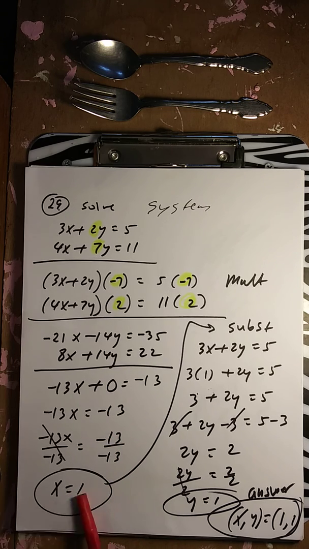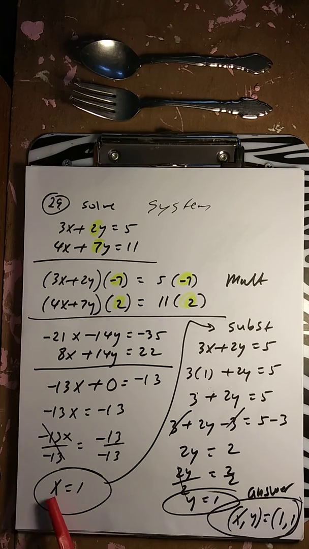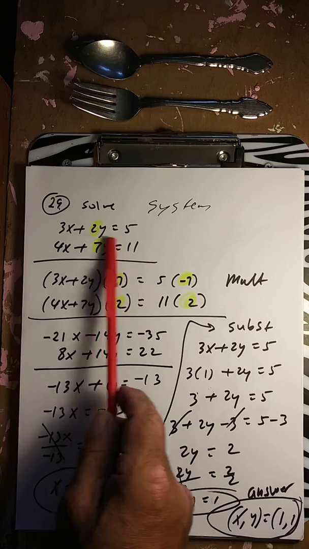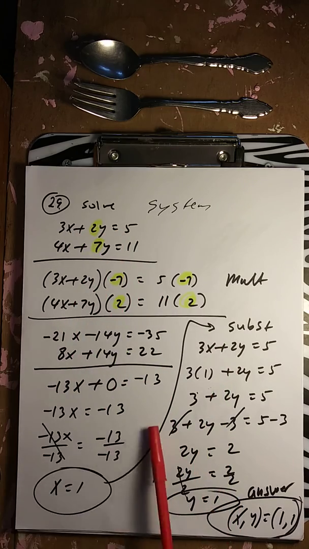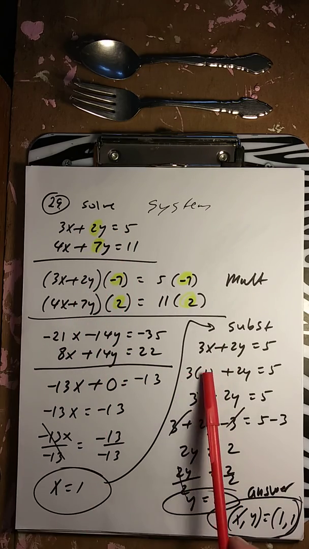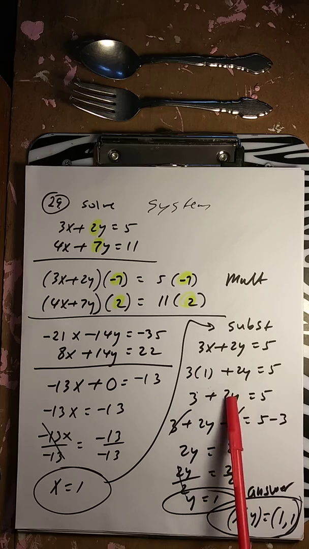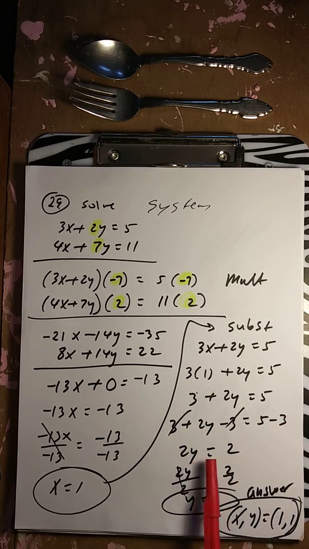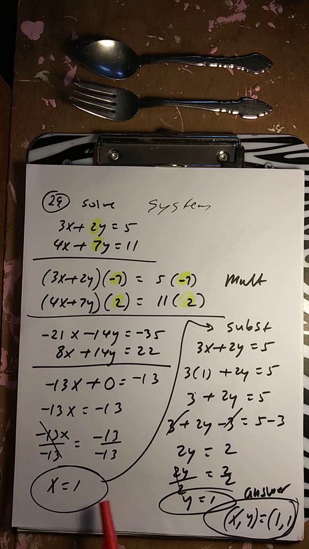Okay, now I know one answer, x is 1. Let's substitute back. Let's do the first one, 3x plus 2y equals 5. You can put either one. So 3 times 1 is 3, plus 2y equals 5, minus 3, minus 3. So 2y equals 2, divided by 2, divided by 2, so y equals 1. So x is 1, y is 1. The ordered pair that works for this one is 1 and 1.